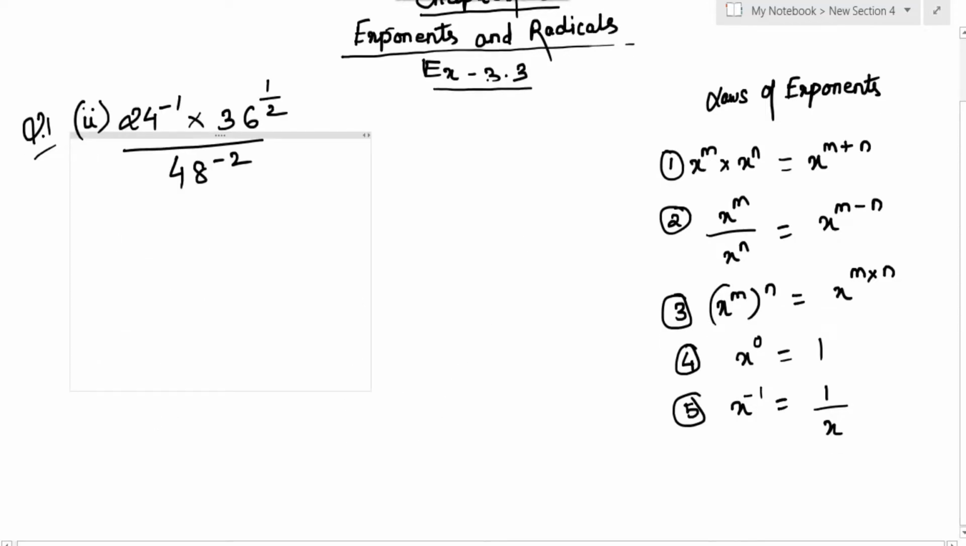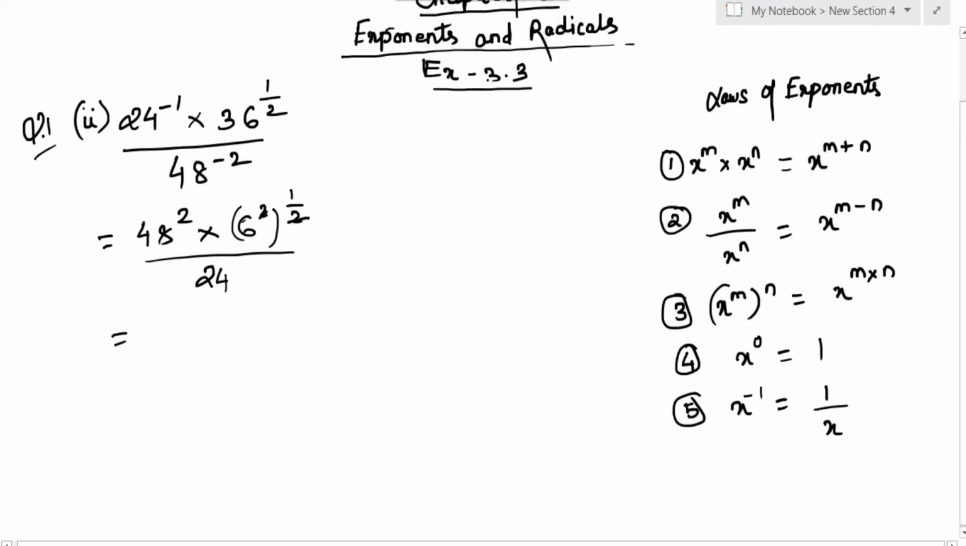Now the second one is 24 to the power minus 1 into 36 to the power 1 by 2 upon 48 to the power minus 2. So 48 to the power minus 2 will come upward and become 48 to the power plus 2, into 36. We know that it is the square of 6, whole to the power 1 by 2. 24 to the power minus 1 will go downward and become 24 to the power plus 1. Now this square and square will cancel. Now we have 48 square, meaning 48 into 48 into 6, whole divided by 24.